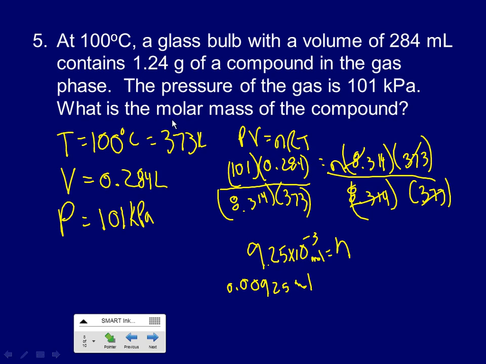The question is asking for molar mass. And at this point, you should be going, I can't get molar mass. I don't know what the substance is. The molar mass is my conversion factor. How am I going to get molar mass? Scott, do you have a suggestion?